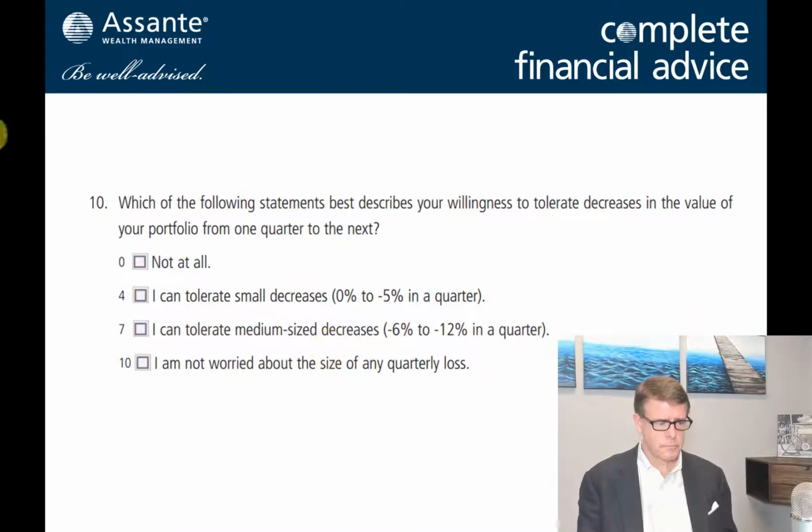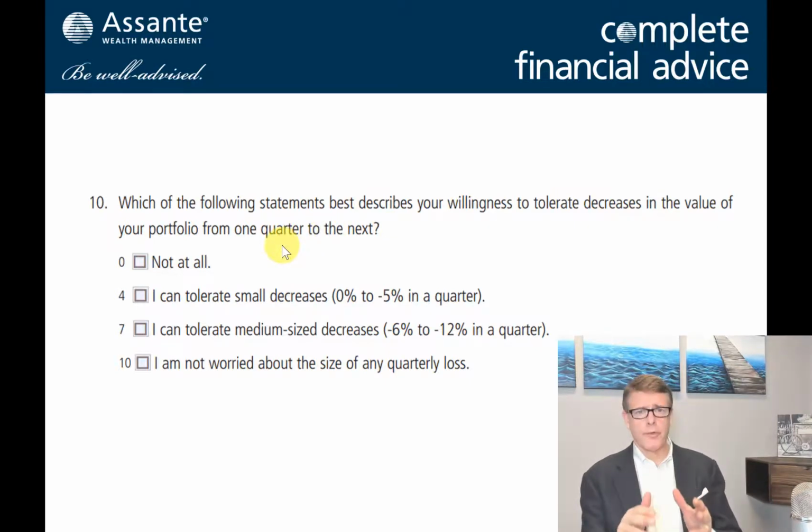Here's another question. Which of the following statements best describes your willingness to tolerate decreases in the value of your portfolio from one quarter to the next? Now, this is a really important question because a quarter is a very, very short period of time in terms of investment strategy. And yet, if I'm talking to a client who would become really unnerved with short-term volatility over a 3-month period, then obviously we need to take that into account when we design the portfolio.